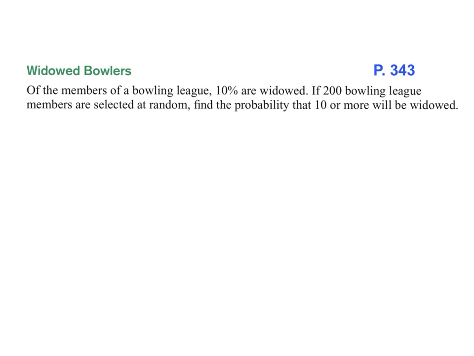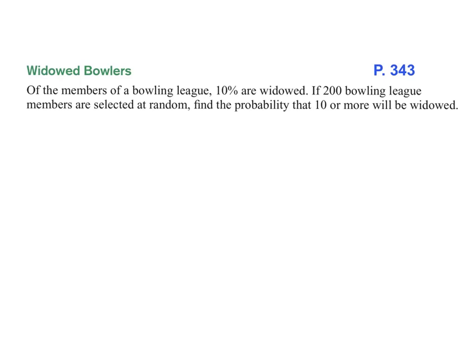So I found this problem in the book, Widowed Bowlers. I took it from page 343. Is that an actual statistic? Apparently so. Maybe I'll take a quick little poll in my bowling league Wednesday night to see how many people are widows or widowers. In this bowling league, 10% are widowed. So their spouse has died at some point. Of 200 bowling league members, what's the probability that 10 or more will be widowed?